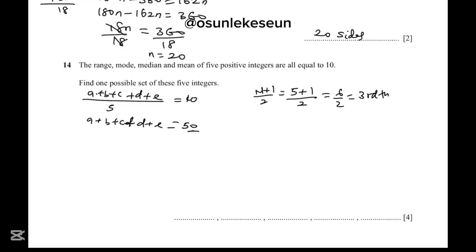So that means, let's say this is the third number, I'm going to write 10 here because that's the median. So the mode is 10. We don't know how many 10s we have. We also know that the range is 10, so that means the maximum and the minimum were subtracted. So in this case, the range could be 0 and 10. Yes, we have 10, 10.